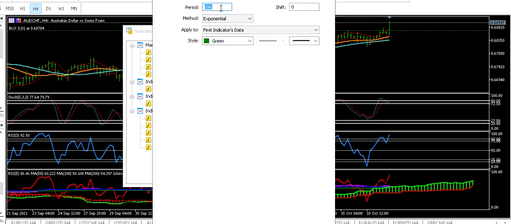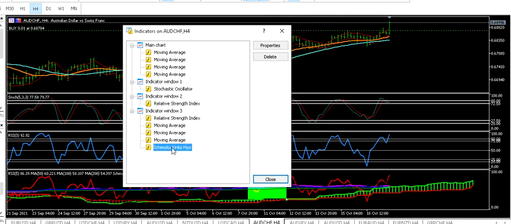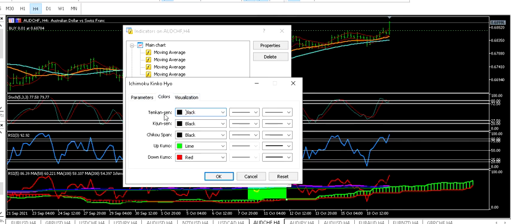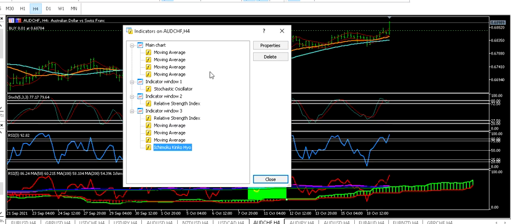The next moving average has period 200. The method is exponential, applied to first indicator's data, and the color is green. The last indicator is Ichimoku. Tenkan Sen is 9, Kijun Sen is 26, Senkou is 52. For the colors, Tenkan is black, Kijun black, Chikou black, up Kumo gray lime, and down Kumo red. So that's that for the indicators.